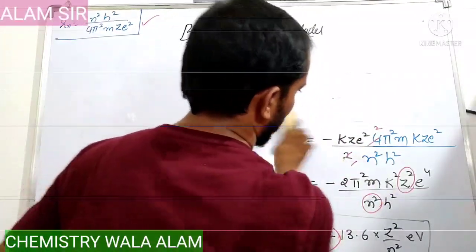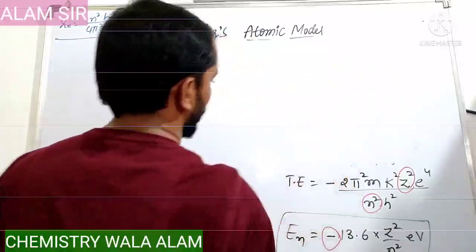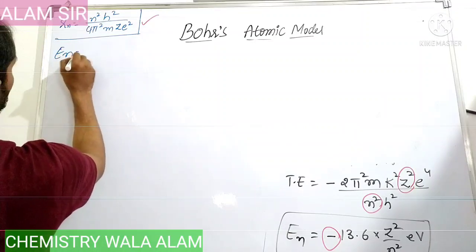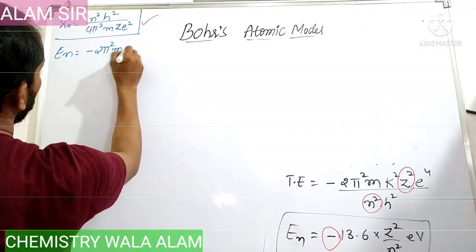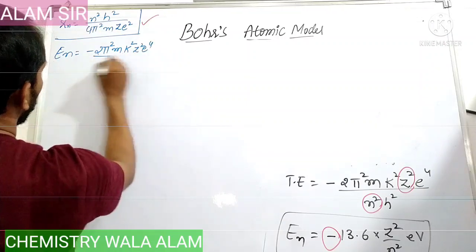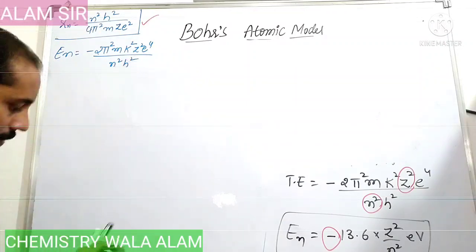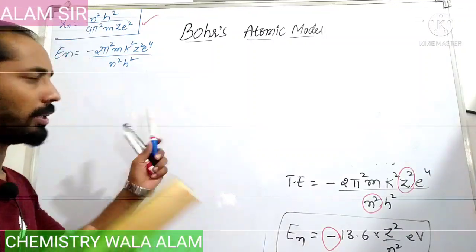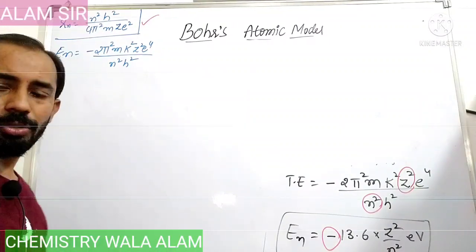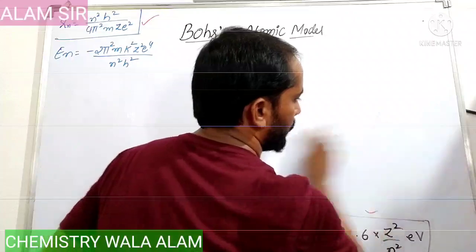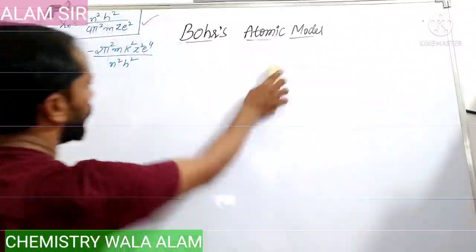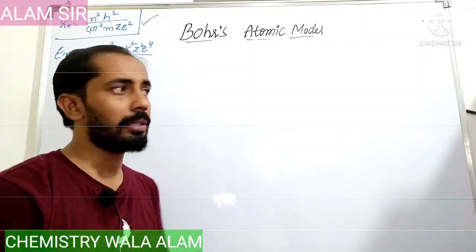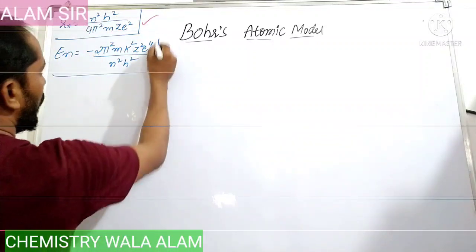The energy of the nth orbit equals minus 2 pi square m k square Z square e power 4 by n square h square. The k value, the permittivity term, we need not consider here. Now, how can we calculate the wave number or wavelength? The wave number, wavelength or frequency can be calculated by the equation called Rydberg's equation.